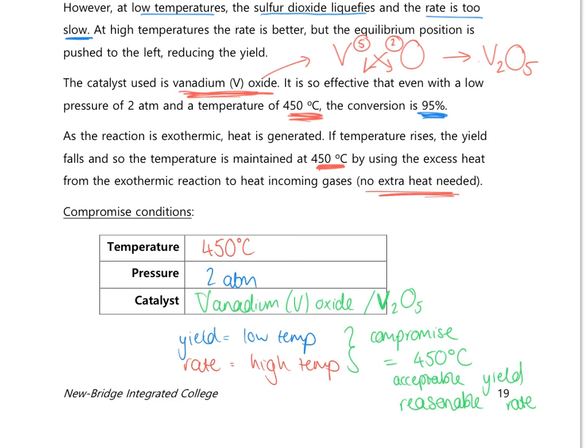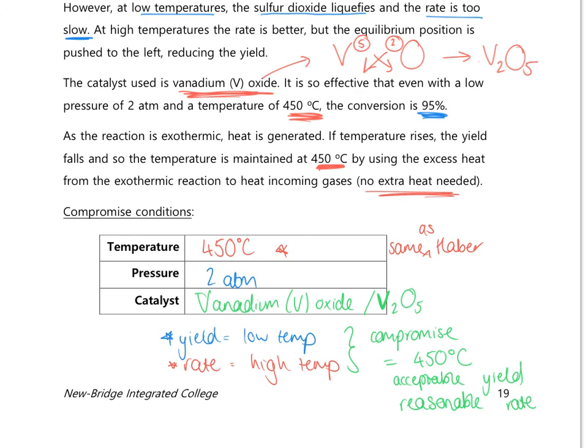And a point to note at this stage is that the compromise temperature, 450 degrees, is the same as the Haber process. So you're only really learning one compromise temperature for both reactions, and that's because they are both exothermic reactions. So their yield is both favoured by a low temperature, like we've said here, but their rate is favoured by a high temperature. Therefore the compromise is the temperature of 450 degrees.